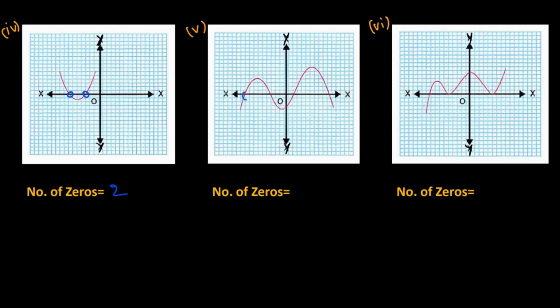In the fifth one, 1, 2, 3, 4. It is cutting 4 times. So, the number of zeros is 4. And in the sixth one, 1, 2, 3. It is cutting or touching the x-axis exactly 3 times. So, the number of zeros is 3.